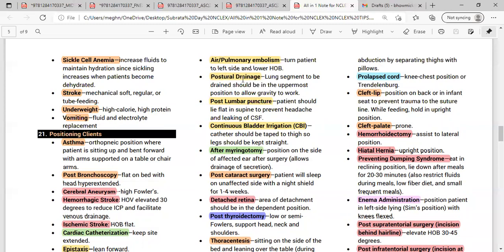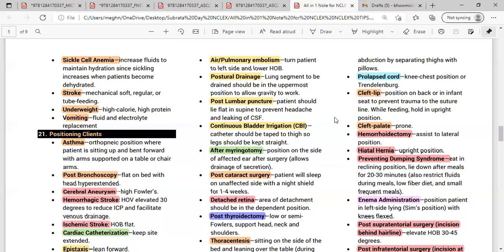In case of postural drainage, like fluid accumulating in the pleural space that we need to drain, the lung segment to be drained should be in the uppermost position to allow gravity to work.